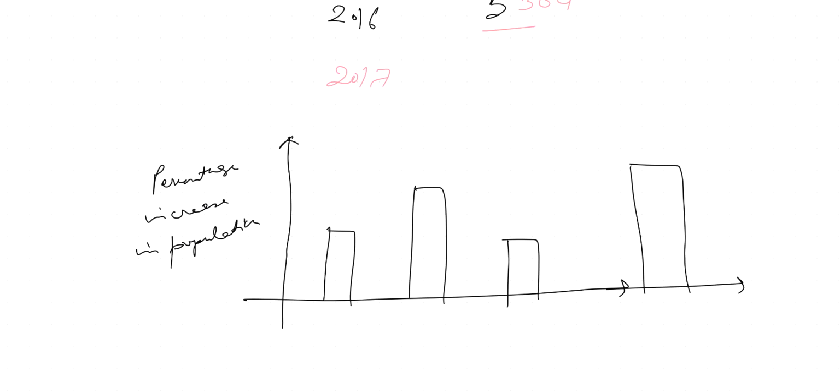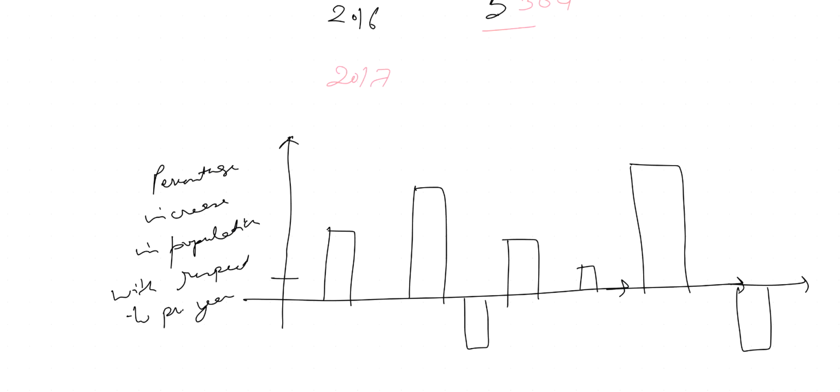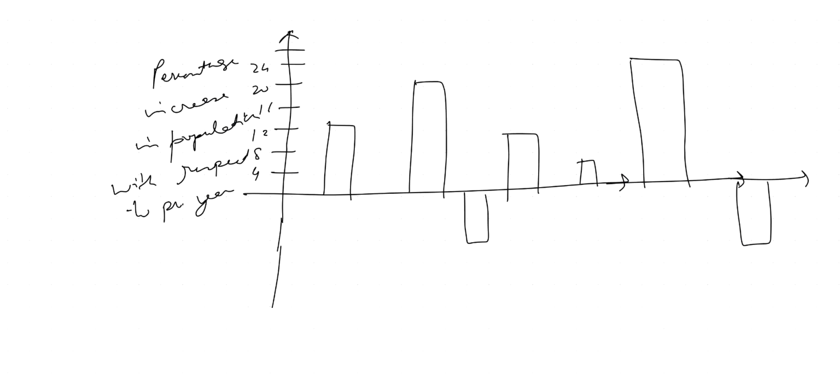with respect to previous year. Okay, and you will also have a graph where the population will decrease, of course. You have one more over here, and you have one more over here. Now, this is the percentage. That means I'm going to write some numbers over here. So maybe I'll write 4, 8, 12, 16, 20, 24. And the same I'll do with the negative side of y-axis. So I'll start with -4, -8, -12.